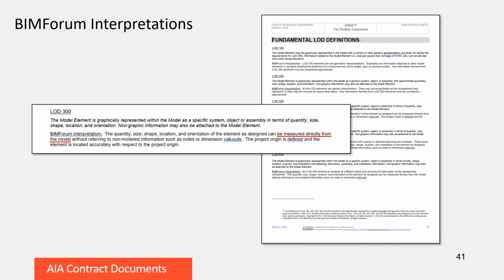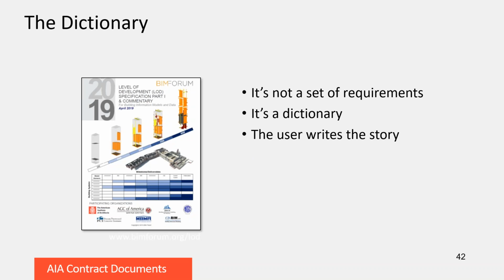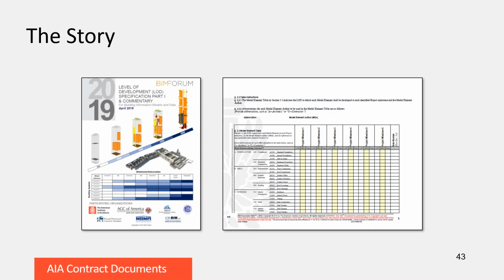Because when you locate an element, you should be locating accurately anyway to generate the construction drawings. And as long as you limit the reliance according to the G202, you won't get in trouble with these items that are still approximate. So it's important to note that this spec is not a set of requirements. The spec doesn't set down, for example, what should be in SD, DD, and CD, and so on. It's really a dictionary. It provides a language by which users can set down their requirements for various model information exchanges or milestones. And the user writes that story in the table in the G202.